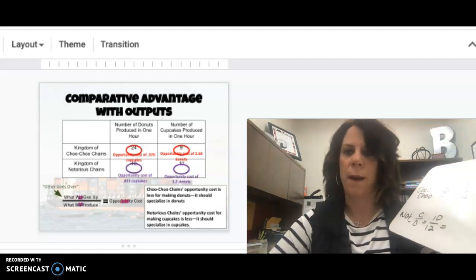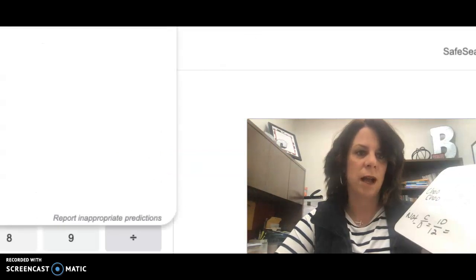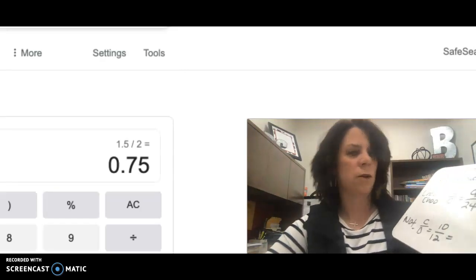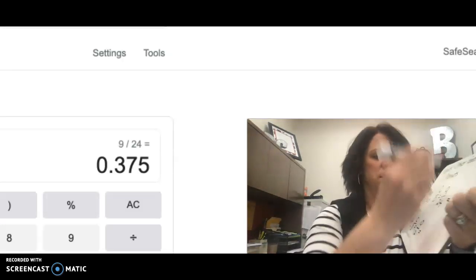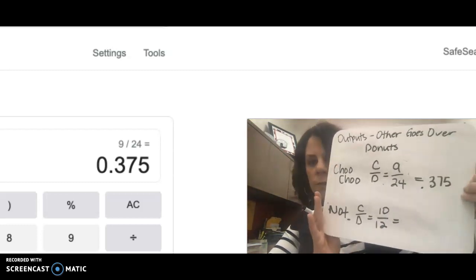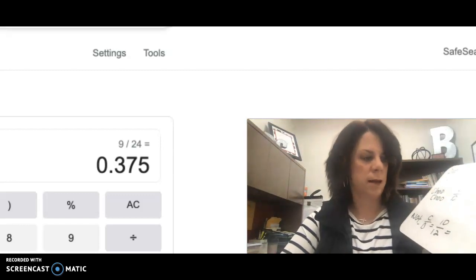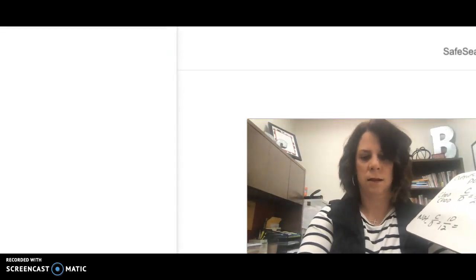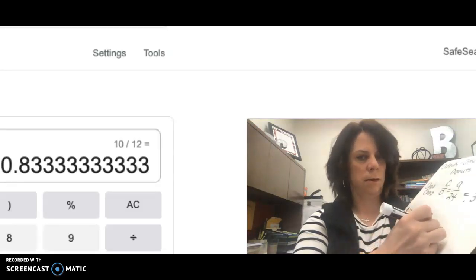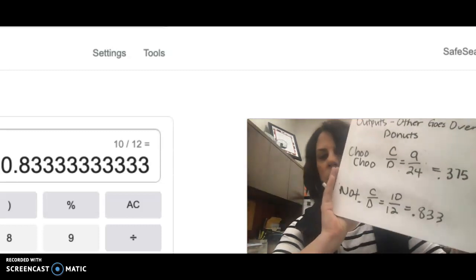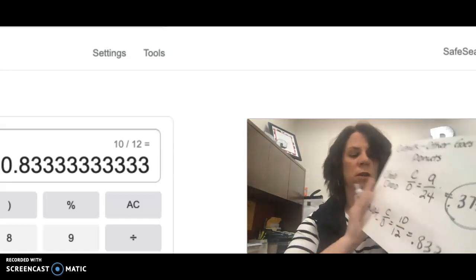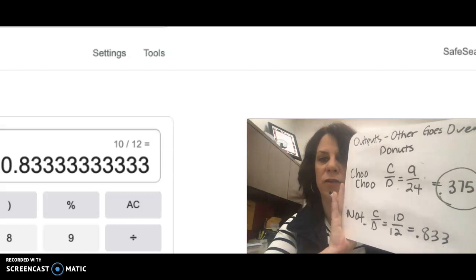All right, so do that math, and whoever has the lowest opportunity cost has comparative advantage in donuts. So I get 0.375 for Choo Choo trains. And I get 10 divided by 12, 0.833 for Notorious. So the lowest opportunity cost goes to Choo Choo trains. They have the comparative advantage for donuts.